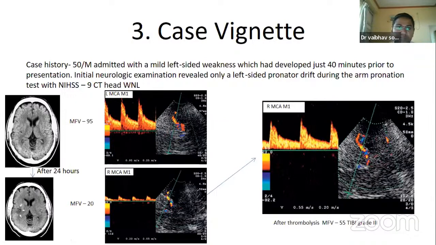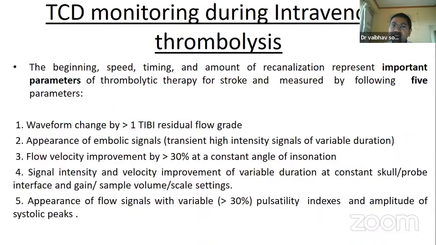Now, TCD monitoring during intravenous thrombolysis: the beginning, speed, timing, and amount of recanalization represent important parameters for thrombolytic therapy for stroke, and are measured by the following 5 parameters. First, waveform change by more than 1 TIBI residual flow grade. Second, appearance of embolic signals, which are microemboli signals: transient high-intensity signals of variable duration with a typical sound. Third is flow velocity improvement by more than 30% at a constant angle of insonation.